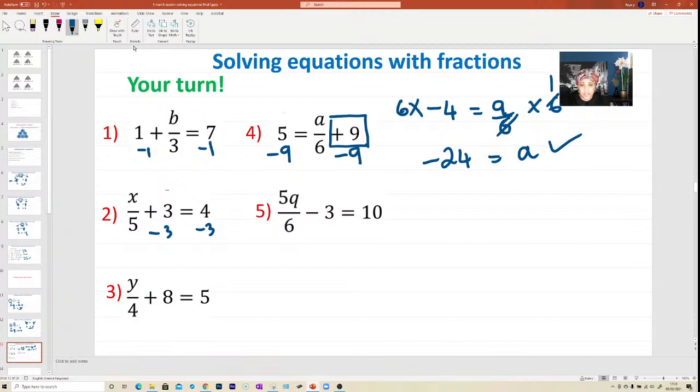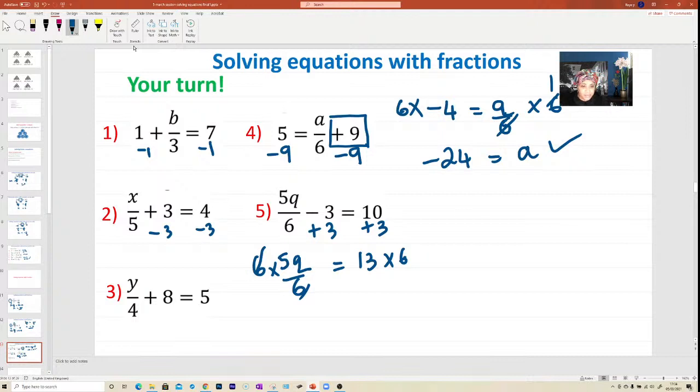And now for the last one, guys, we need to add 3. So add 3 on both sides. Then we have 5q over 6 equals 13. Right, so what do we do now? We need to multiply by 6 on both sides to get rid of this. So 6 over 6. Now, did you give me the answer for the next one? Right, so yes, you did give me 78 over 5. Mohammed, well done for finishing it. Make sure you mark it as well.